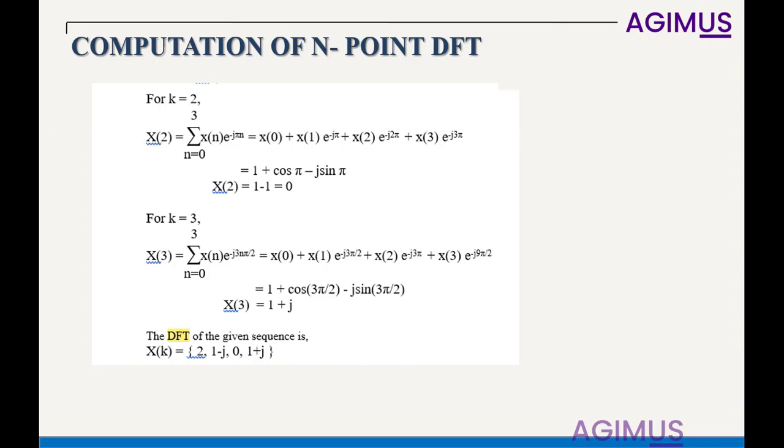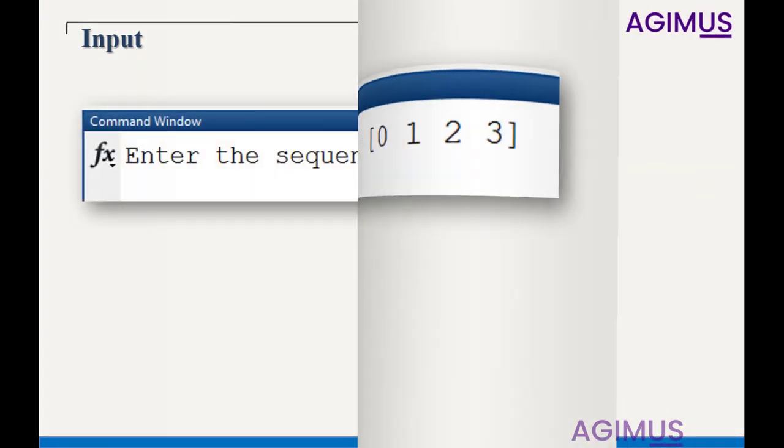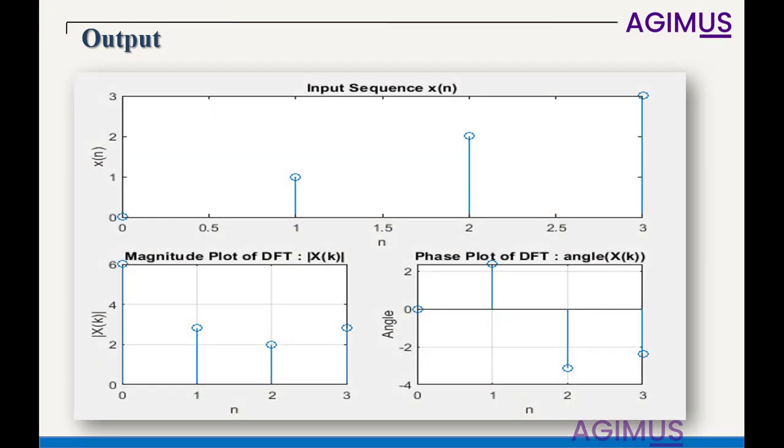So the DFT of the given input sequence is X of k equal to 2, 1 minus j, 0, 1 plus j. We can give different inputs in the sequence, like 1, 2, 3, and you'll get the corresponding output of the sequence. You can see the first one is your magnitude plot. The second is in terms of angle, that is the phase plot of the DFT. So the magnitude and phase plot of the given sequence you are able to plot in no time.